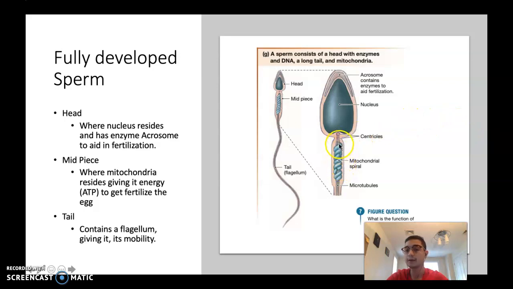The midpiece is where the mitochondria make ATP, giving it the energy to go. The flagellum gives it motility to go find the egg, fertilize it, and produce a zygote.